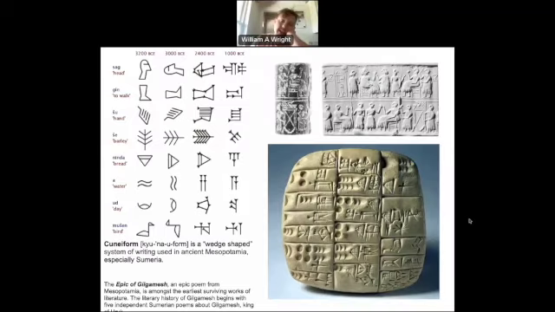We start to see early artworks, again, going beyond just pottery and painting and sculpture. We start to see writing systems develop. The earliest writing system in this area is known as cuneiform. It is the wedge-shaped system of writing used in ancient Mesopotamia, especially Sumeria.